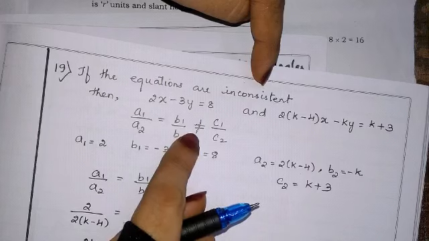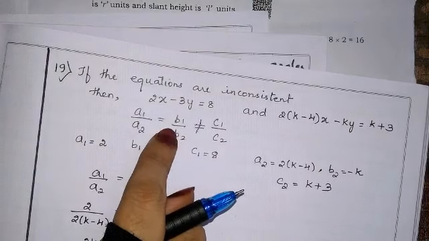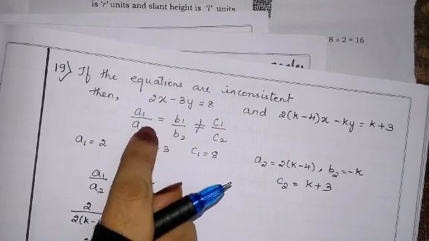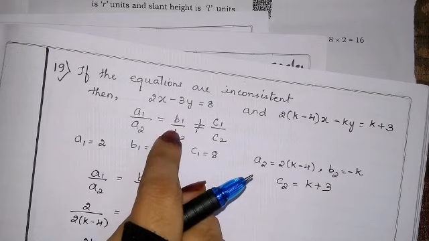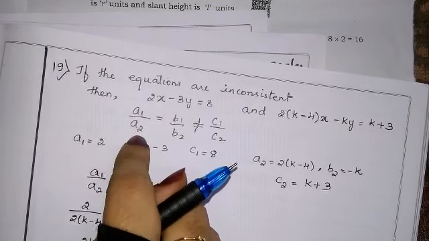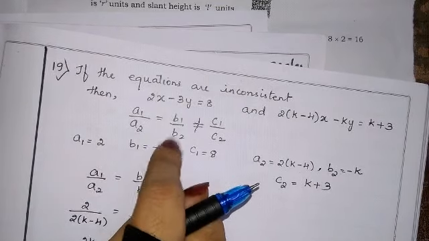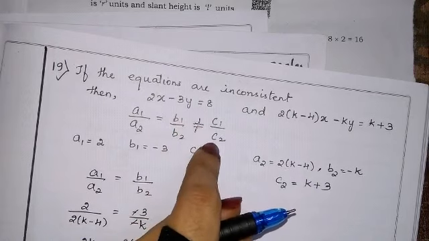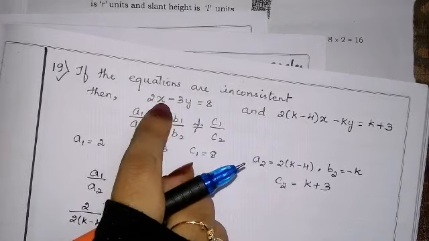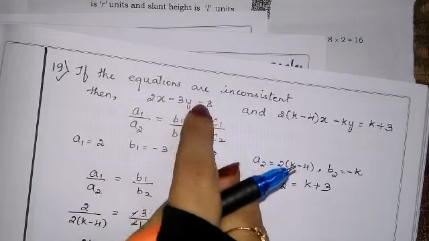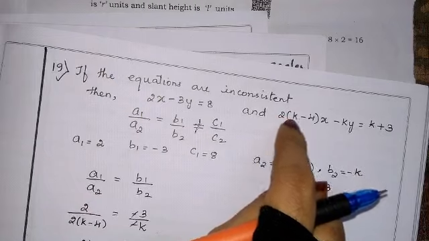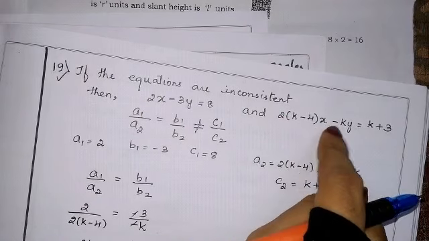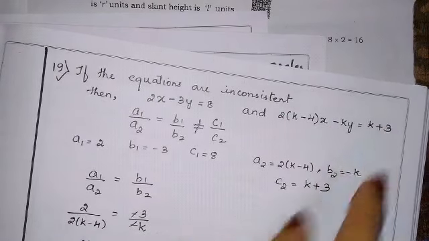You should remember these conditions which is in the NCERT book part 1 page number 71. There is one table where you will find consistent, inconsistent, everything which is very important. So the condition is a1 upon a2 is equals to b1 upon b2 which is not equal to c1 upon c2. So this is the given equation. 2x minus 3y is equals to 8 and one more equation they have given, 2k minus 4x minus ky is equals to k plus 3.